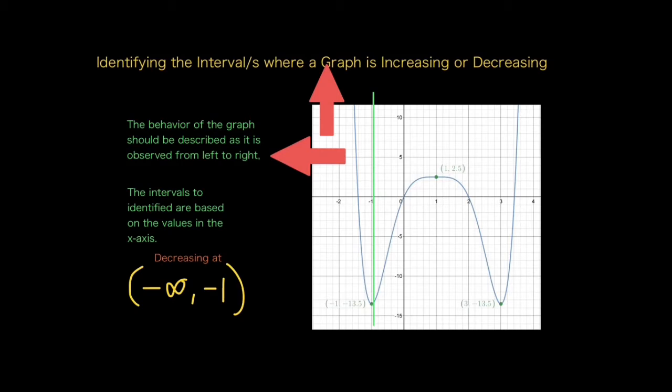From that, it should be easy to see now that the graph is decreasing from negative infinity to negative 1. See, the graph is falling, and it will start to change its behavior at x equals negative 1. And from there, the graph will be increasing until it reaches the point (1, 2.5). So that means increasing at negative 1. So this portion from negative 1 to 1.